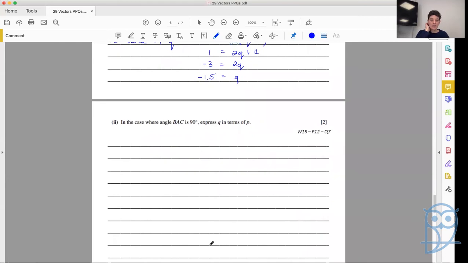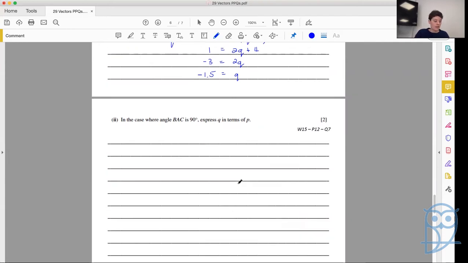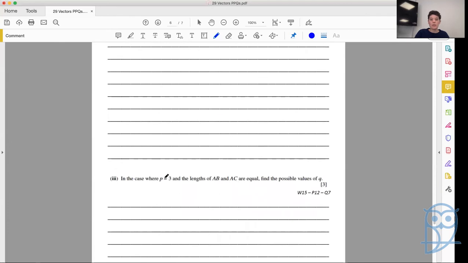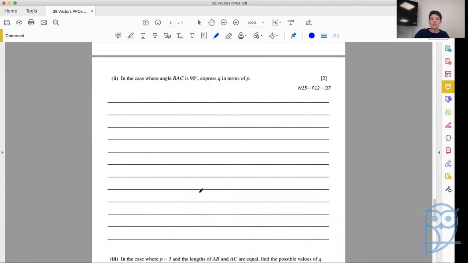So then we have another question that says, in the case where angle BAC is 90 degrees, express Q in terms of P. And our last one, where P equals 3 and the lengths of AB and AC are equal, find the possible values of Q. I'm not sure we're going to get all the way to this one, but we have done an equal lengths one. So let us talk about this one, because this one is our special one.